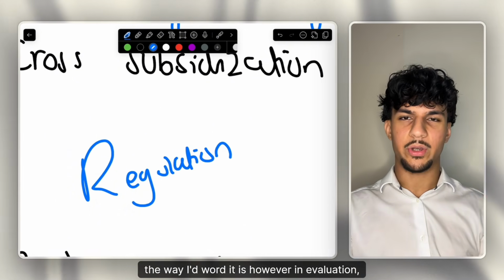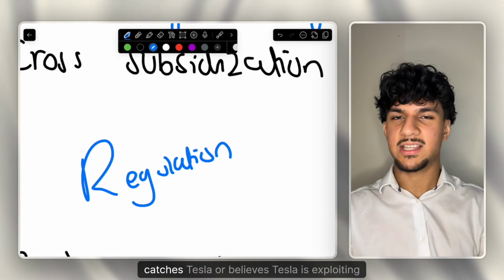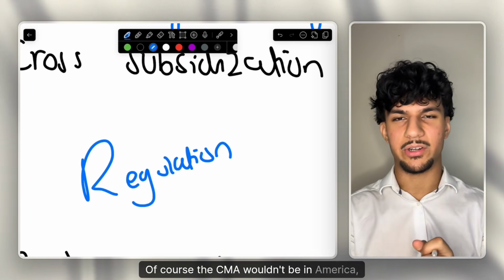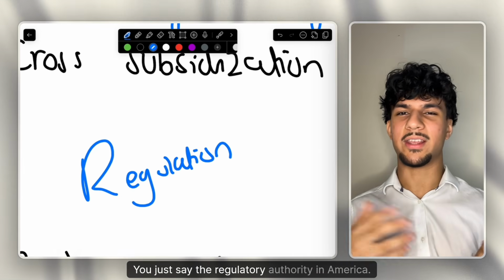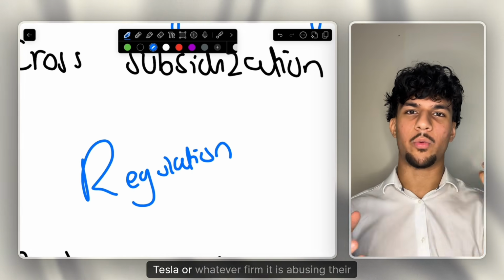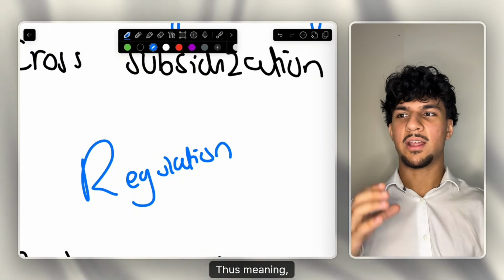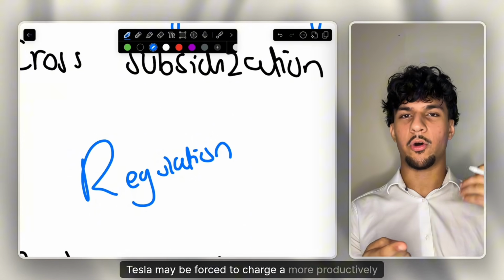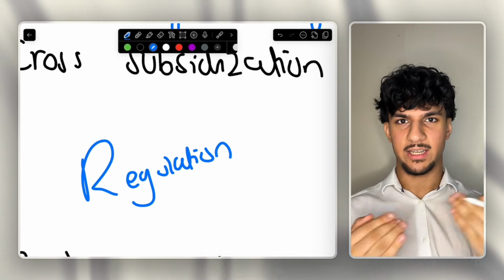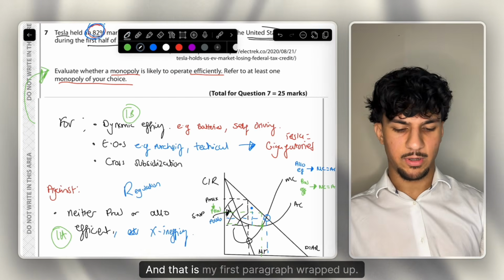The way I would word it is, however, in evaluation, this depends on the degree of regulation by the CMA, as if the CMA catches Tesla or believes Tesla is exploiting consumers, it will use its regulatory power. Of course, the CMA wouldn't be in America, so you just say the regulatory authority in America. They would use their regulatory power to stop Tesla, or whatever firm it is, abusing or exploiting consumers, thus meaning Tesla may be forced to charge a more productively or allocatively efficient price, thus meaning the monopolies may not be able to act inefficiently. So basically, the regulatory authority may force the monopoly to operate efficiently. And that is my first paragraph wrapped up.